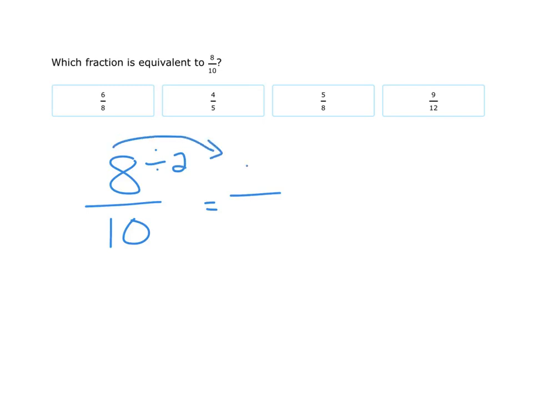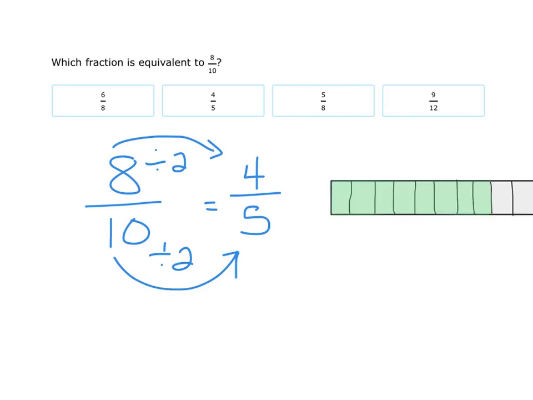So in this case, because they share a common multiple of 2, I can actually divide by 2. And 8 divided by 2 is 4, and then I want to keep things equal and divide the denominator by 2, and that would be 5. Now, of course, 4/5 is equivalent to 8 tenths. Fifths are bigger pieces than tenths, so instead of doubling the amount, I cut that amount in half. It went from 10 pieces to 5 pieces. But 8 tenths is equivalent to 4/5.